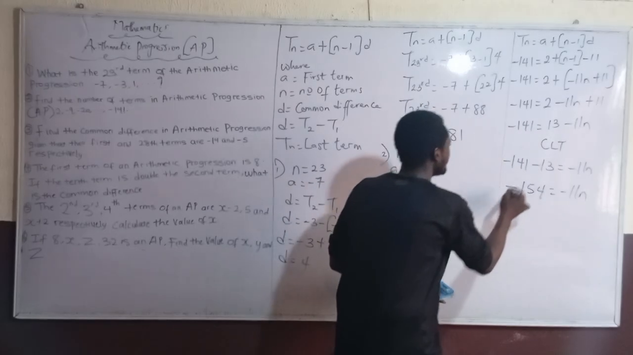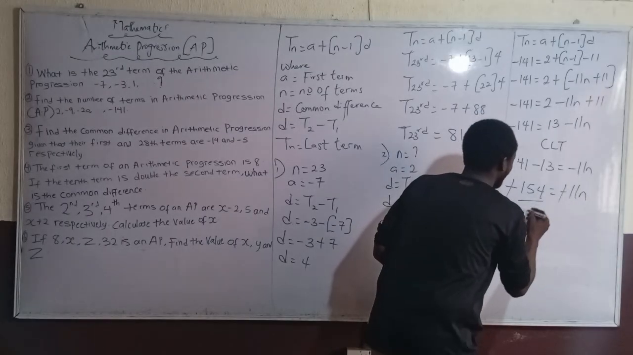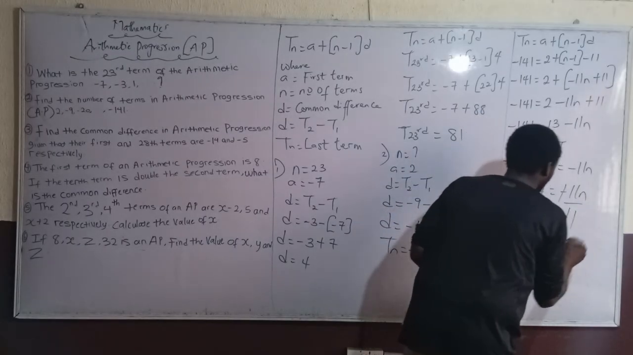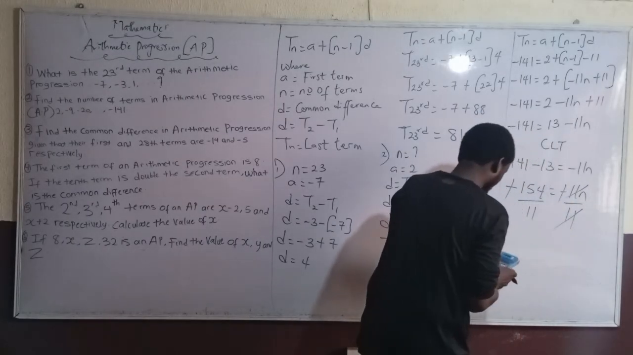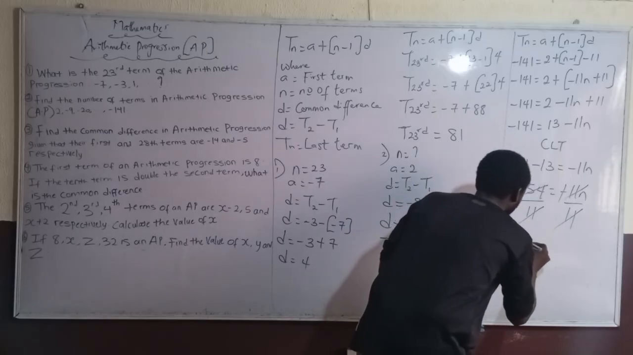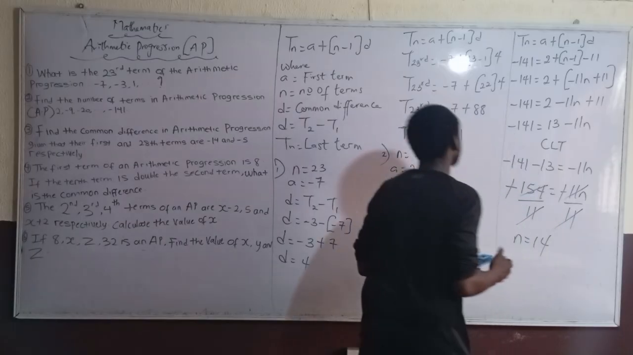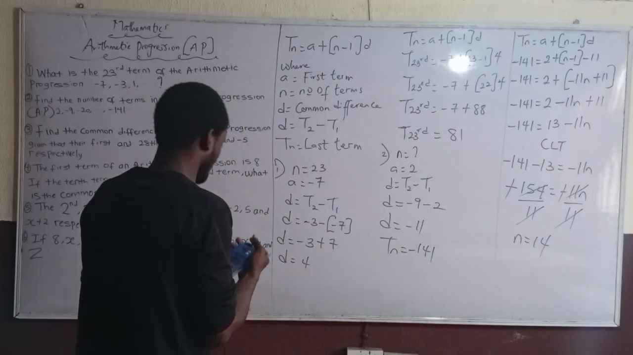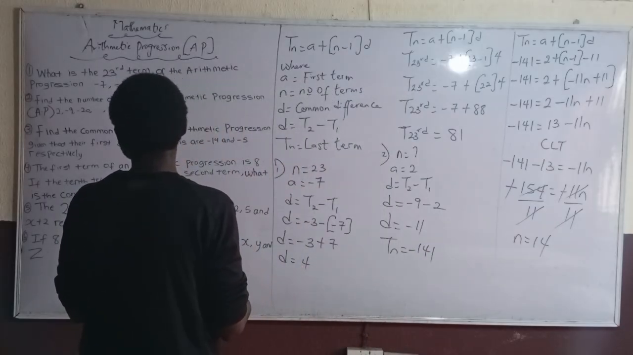In this case, minus cancels minus, divide by 11, divide by 11. 11 cancels 11. So divide by 11. Here I have what? My n to be what? 14. My n is 14. So I move to number 3.